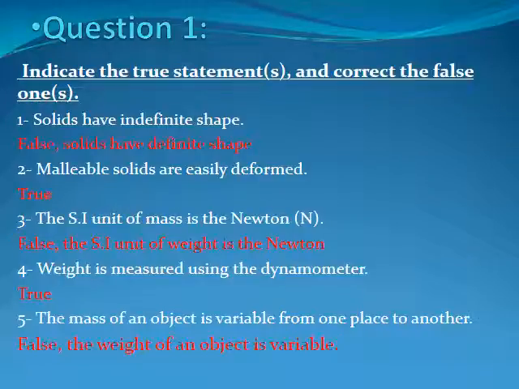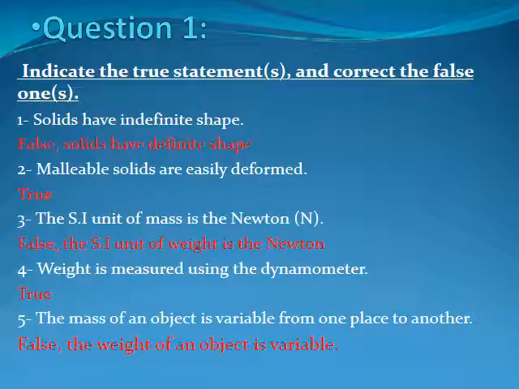Can you correct it another way, Joel? The SI unit of mass is the kilogram, of symbol kg. Kg, thank you. This is another way to solve this. In the exam, you only write one way. You don't have to write the two ways. Okay? Moving to 4. Weight is measured using the dynamometer.